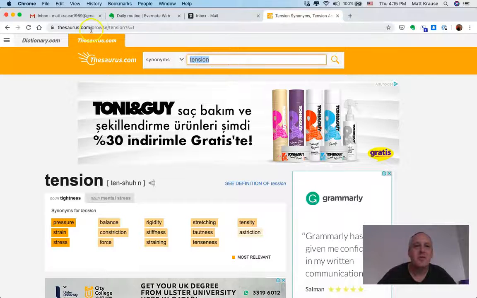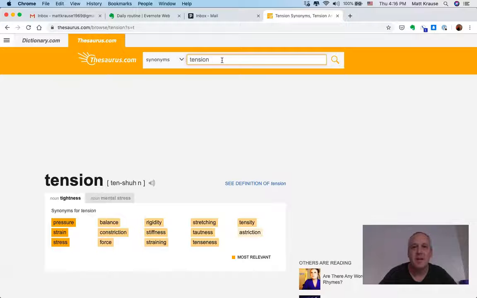We go to any thesaurus, in this case, thesaurus.com. And I don't know if you're familiar with the thesaurus. The thesaurus is basically a dictionary that lists similar words. So we go to thesaurus.com, and we type in tension, press enter, and see what comes up.